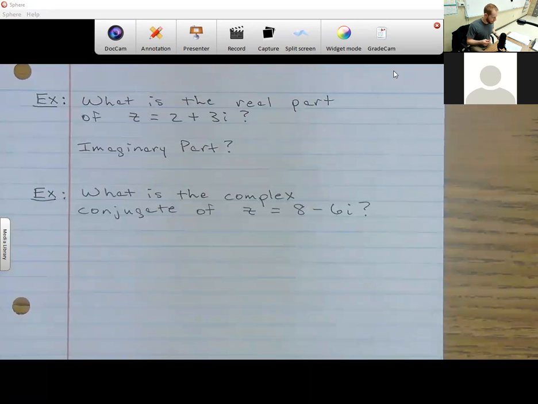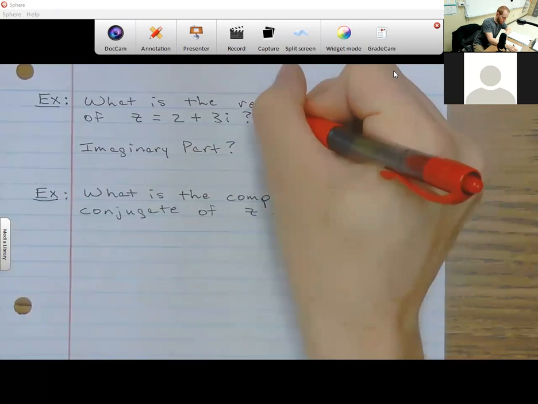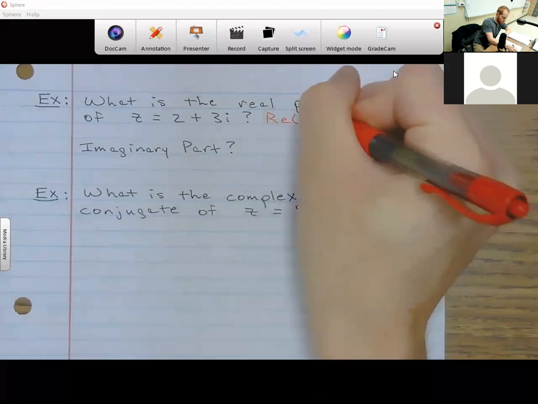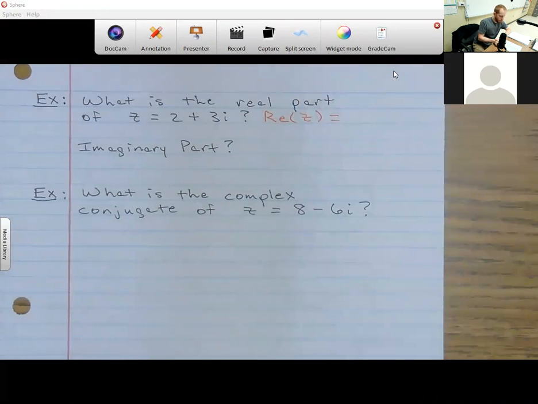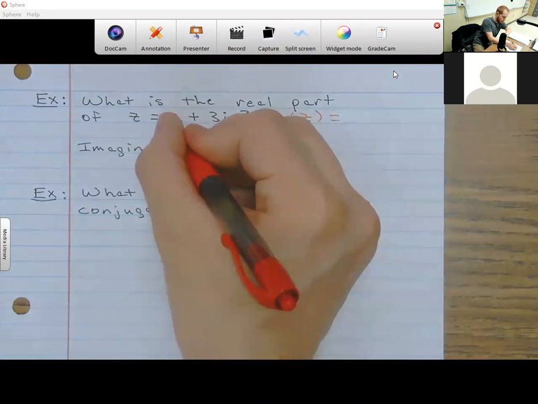All right, let me get my red pen out. So let's talk about the real part. What is the real part of z equals 2 plus 3i? Well, when we write the real part, we're always going to use Re of z. And the real part is always going to be not attached to the i. So it's going to be this 2 right here.